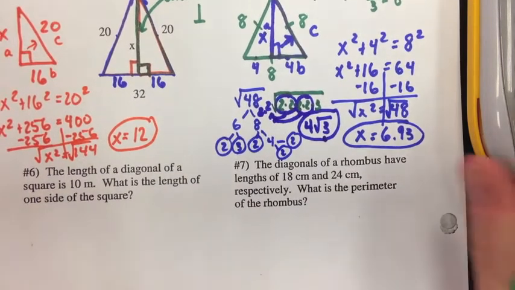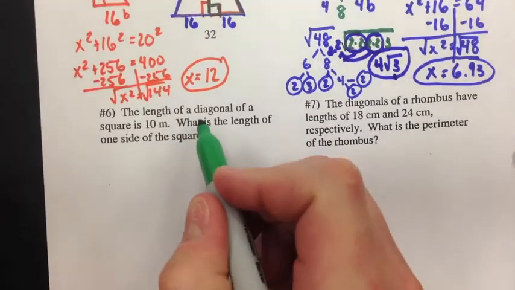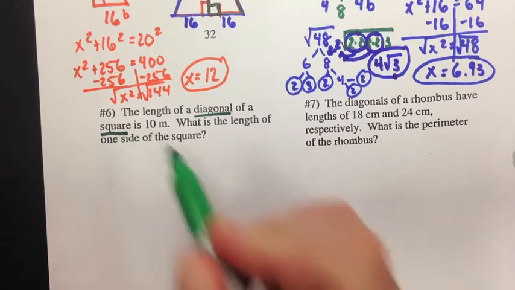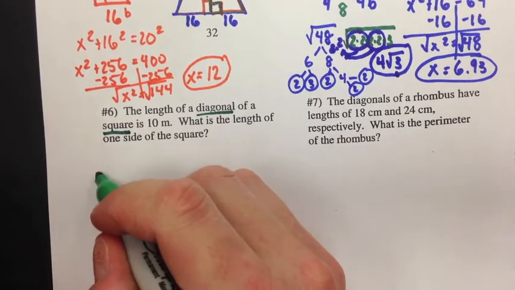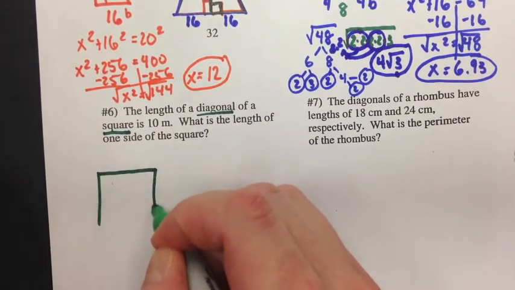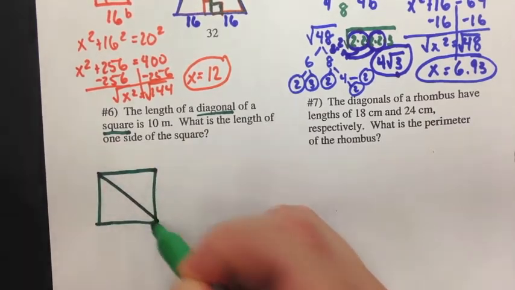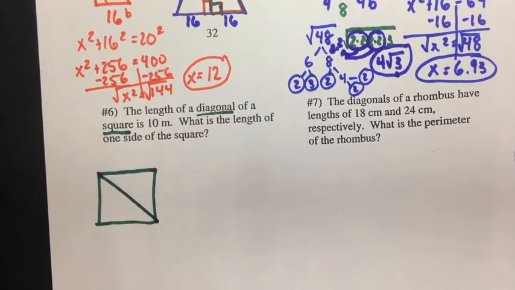All right, let's look at 6. The length of a diagonal of a square is 10 meters. All right, so let's draw a square. Now the diagonal, I'm going to draw one diagonal. They say the length is 10.